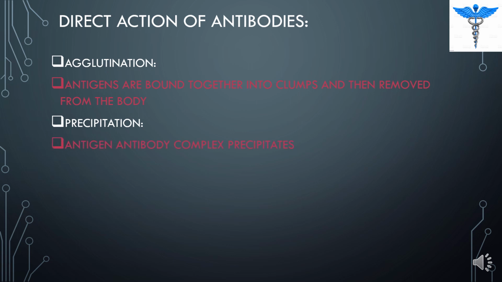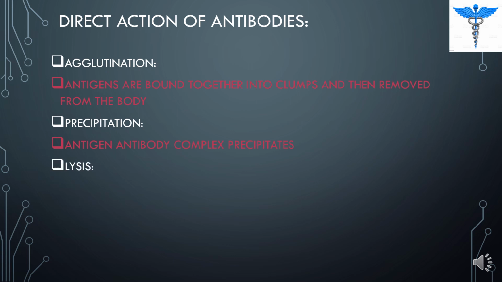So if an antigen-antibody complex forms, it will precipitate and it will show us that the specific antibody for the specific antigen is present in the specific blood sample, right? The next one is lysis.